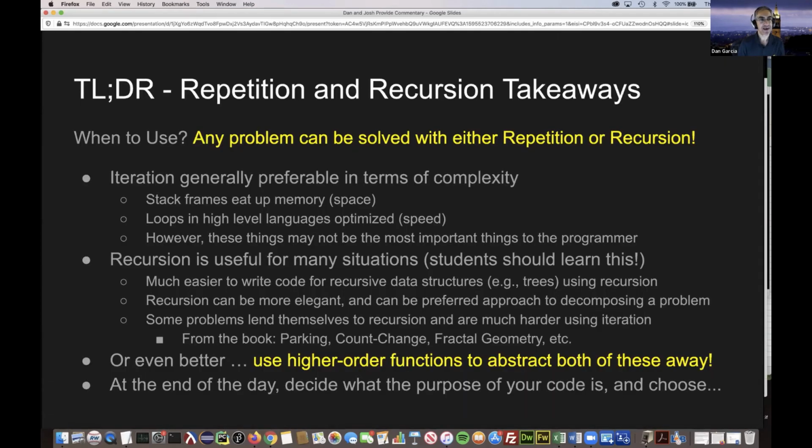TLDR, as you're a teacher thinking about how to teach this and balance this, the most important thing you can tell all your students, and you should know yourself and write this on the wall, is any problem can be solved using either repetition, i.e. iteration, or recursion. That's the fundamental thing that you got to make sure that your students walk away knowing. You probably are going to, for most of the problems, choose iteration.